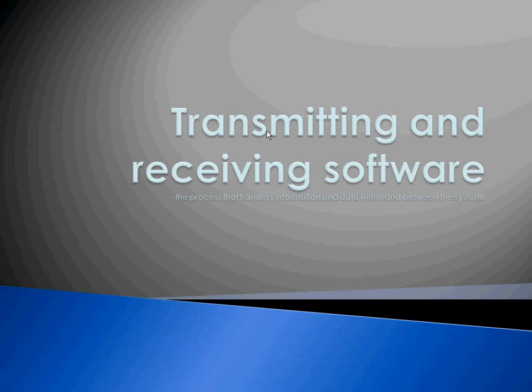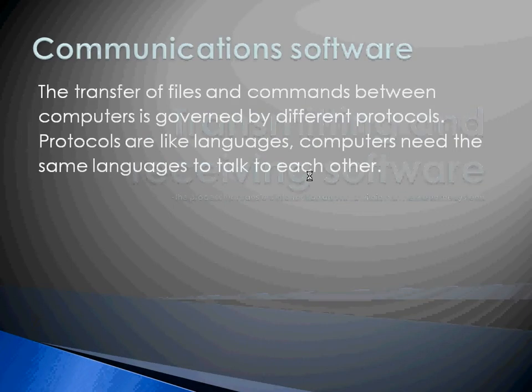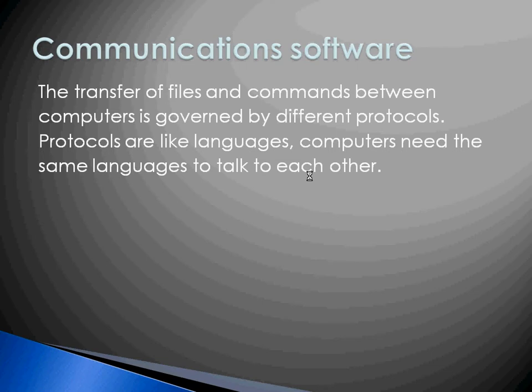Transmitting and receiving software. Transmitting and receiving software refers to the process that transfers information and data within and between the systems. Communication software. Communication software refers to the transfer of files and commands between computers and is governed by different protocols. Protocols are like languages, and computers need the same language to talk to each other.